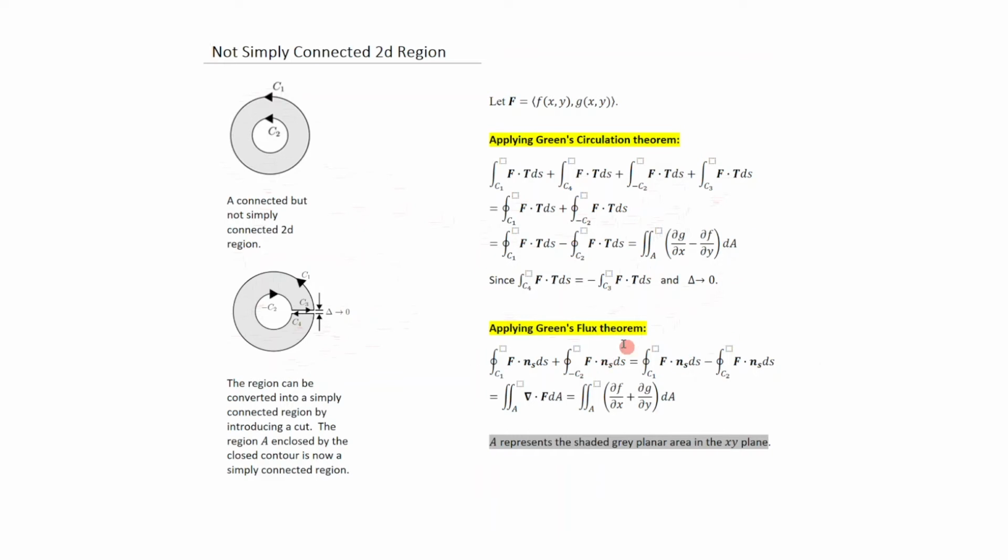For the Green's flux theorem, it's identical. Instead of dealing with T ds, we're dealing with the normal, n ds. So effectively, you end up with a similar sort of relationship. Here we had C1 and a minus C2. We have a C1 and a minus C2 here. And this now is the flux, whereas here this was circulation. Again, A represents a shaded gray planar area in the XY plane.